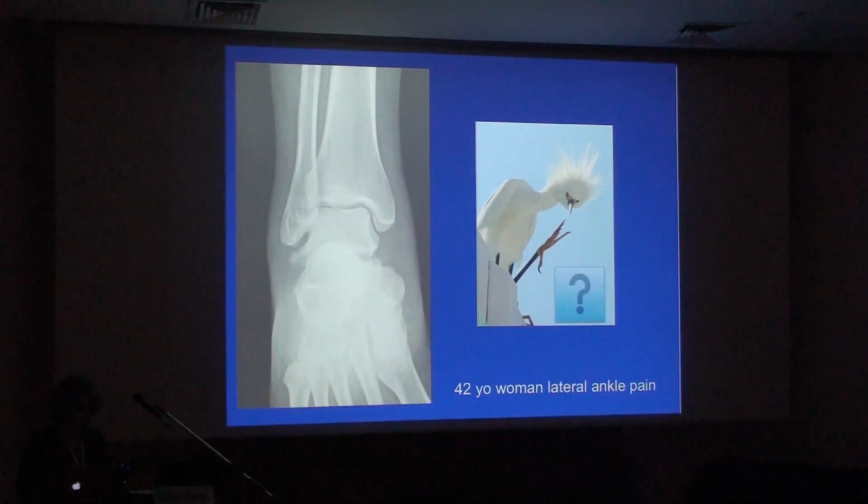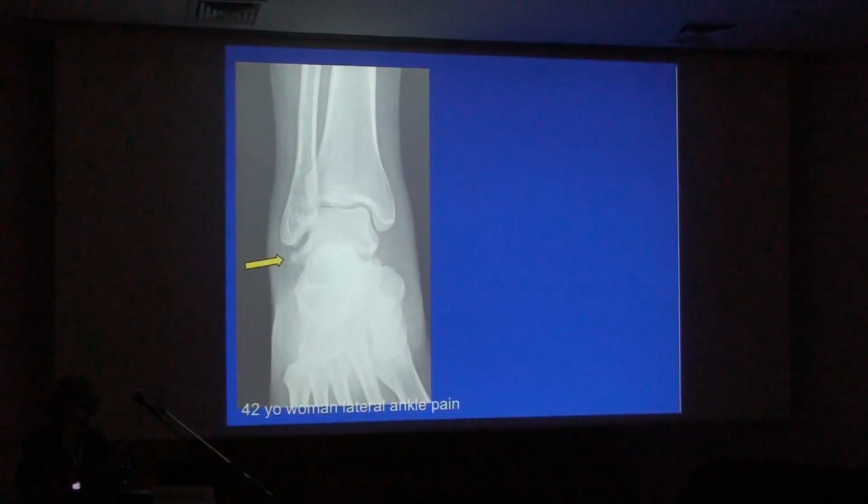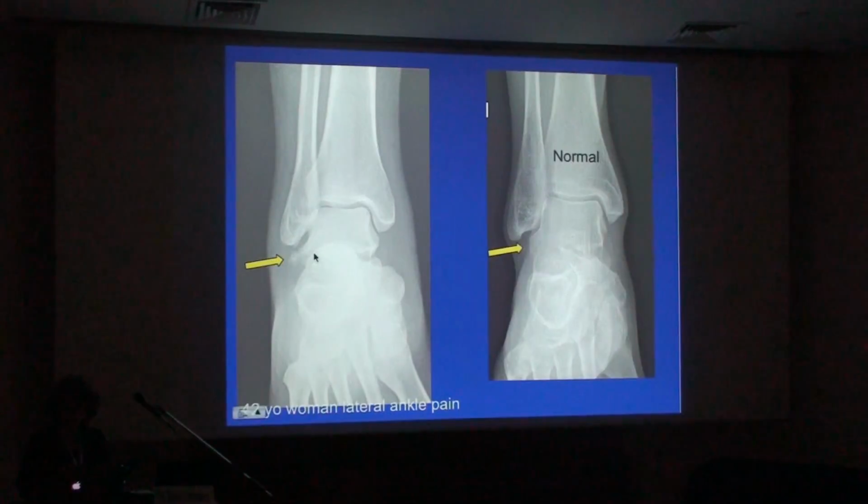I think this one is not as tough as Ali's cases, right? So what do we have here? We have a fracture of the lateral process of the talus. And if you look at the normal one, you have a nice smooth appearance right here. This is the lateral process of the talus. This is the opposing calcaneus.